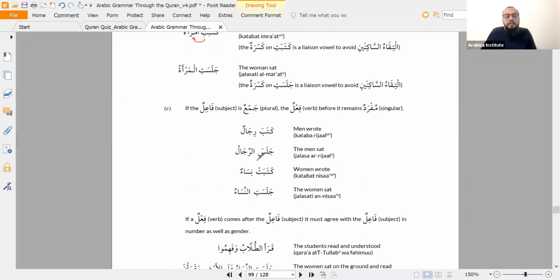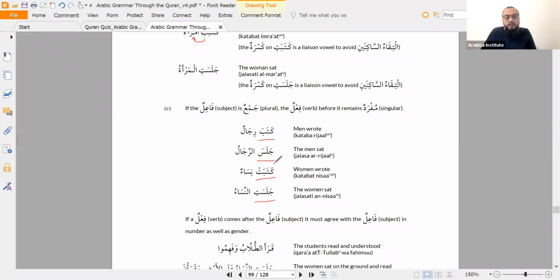Right, now, when the fa'il comes after the verb, so when the verb is first, i.e. it's a verb sentence, and the fa'il comes after it, then the verb always stays singular. This was one of the difficult things that I found when I was learning, because for an English speaker, it's counterintuitive. In English, we would expect to conjugate the verb, where the person doing the action is plural. But actually, you have to keep it singular. So you'd say, kataba rijalun. Okay? Jalasa ar-rijalu. Katabat nisa'un.